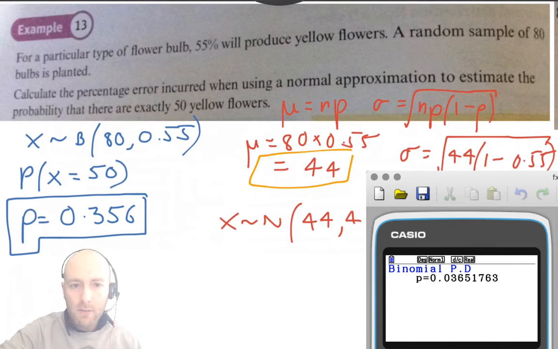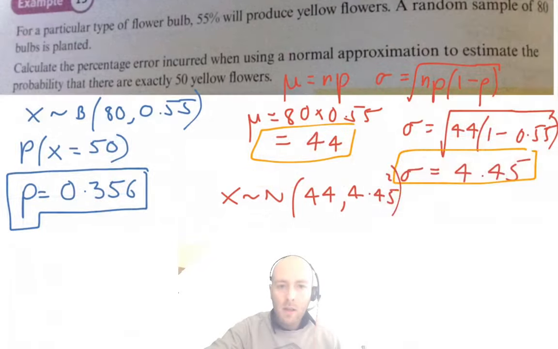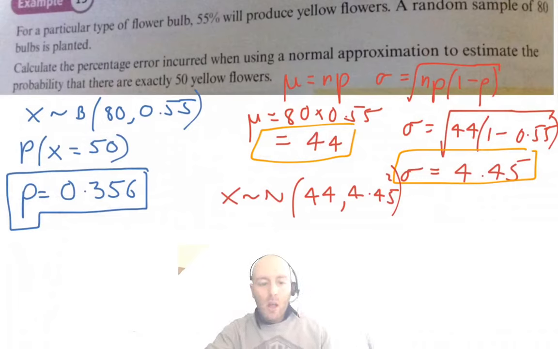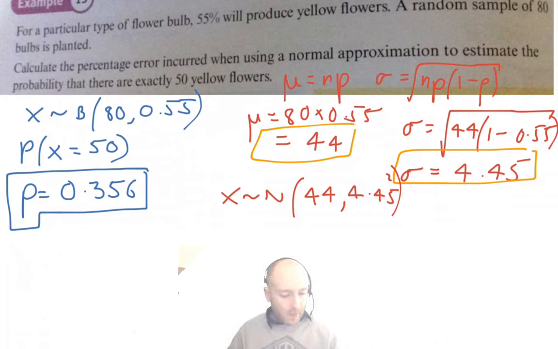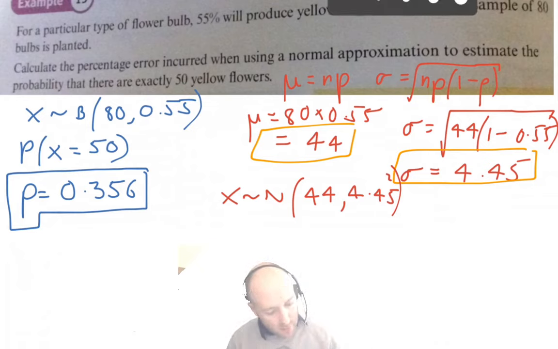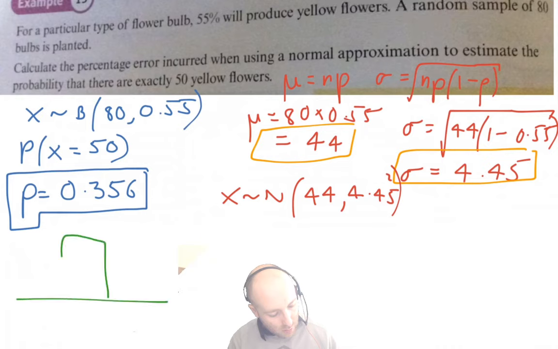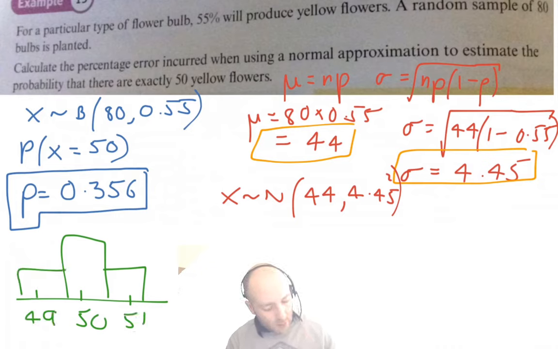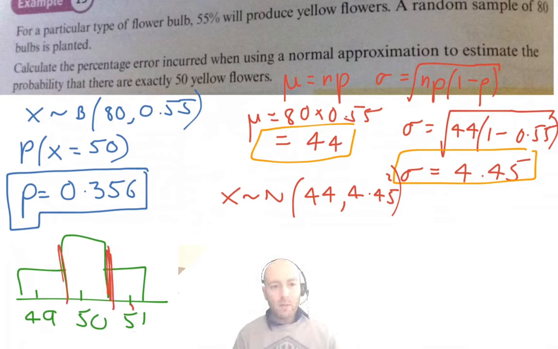Let's get rid of the calculator for a sec. There you go. So there's a distribution. We need to do a continuity correction. So we want the probability x is 50. So we're going to do a quick sketch. There's 50, 51, 49. We're going to need to go from 50.5 to 49.5, as you can see there.